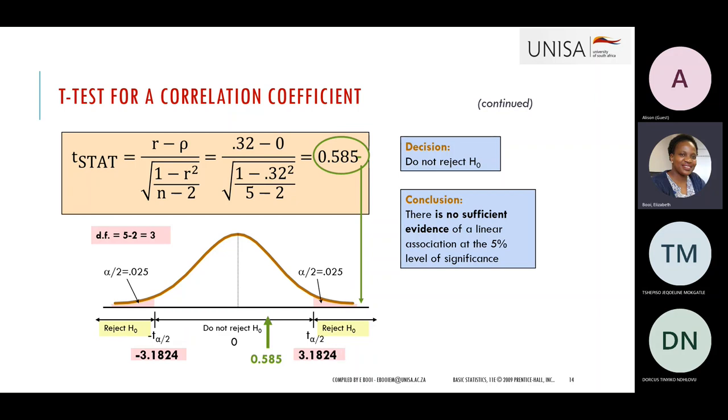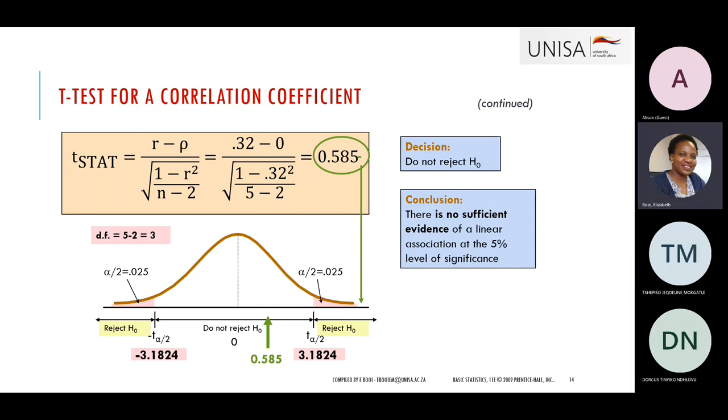It's 3.1824. So if you go to the T table, you will find with the degrees of freedom of 3 and your alpha value of 0.025, because it's two-sided, we divide alpha by 2, and our critical value is -3.18. And then we take our test statistic, we check if it falls in the rejection area or it will fall in the do not reject area. And we can see that 0.585, it falls in a rejection area, therefore we do reject the null hypothesis.